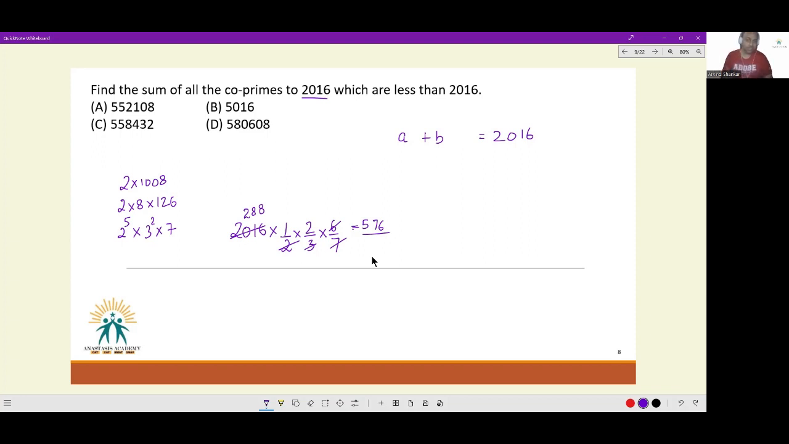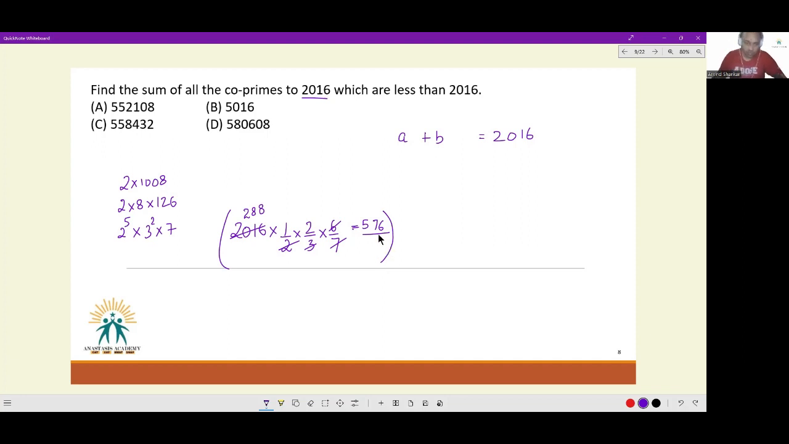There are 576 numbers which are co-prime to 2016 and are under 2016. This is also the Euler-based way of finding the number of remainders. This is the Euler number that we are finding for 2016. I am not going into Euler number because that is an entirely different saga altogether. But this is finding how many co-primes there are under 2016.